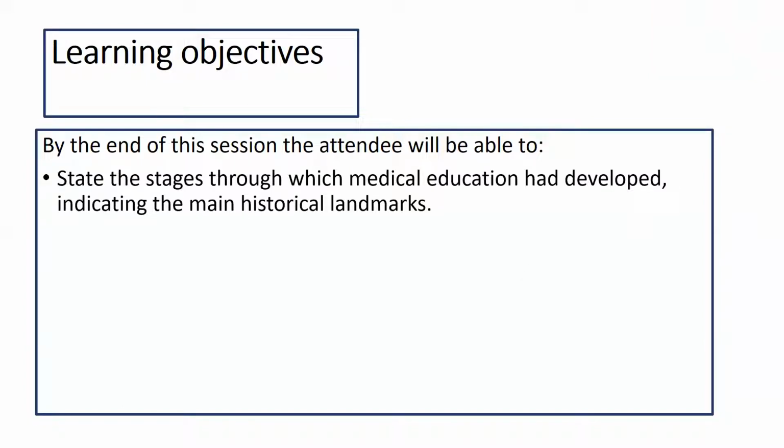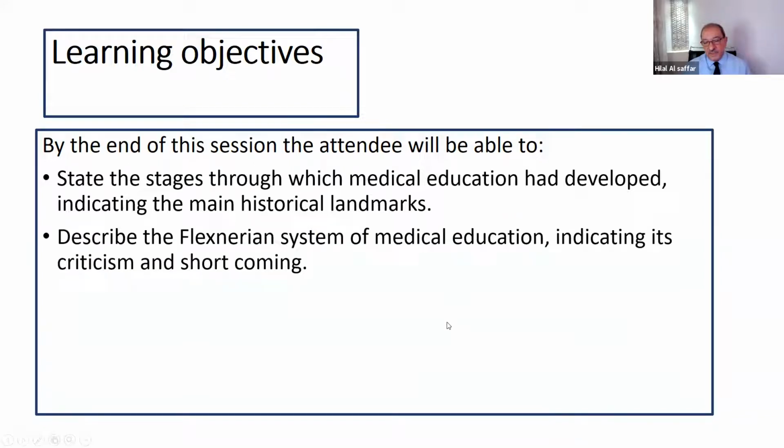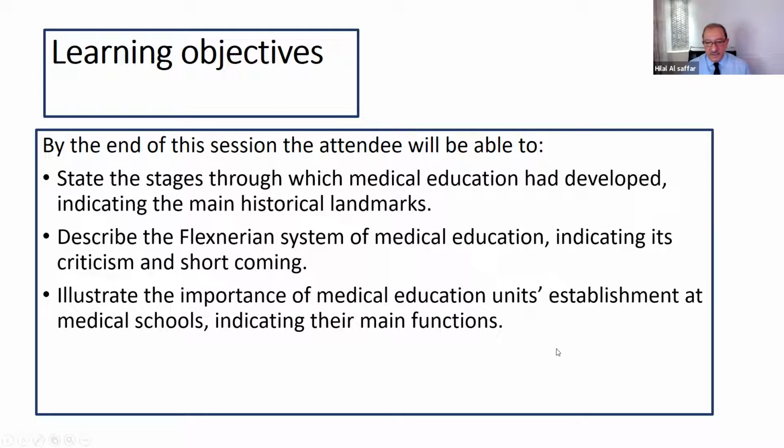So we state the stages through which medical education has developed, indicating the main historical landmarks. These are very important because we have to know how medical education developed during the past centuries, and how we reached such a stage now. The second learning objective is the Flexnerian system of medical education, what its benefits were, and what criticisms and shortcomings were recognized later on. The third thing, which is very important for Iraqi medical schools, is the importance of establishing a medical education unit in each medical school, and what the main functions or duties of this medical education unit are.